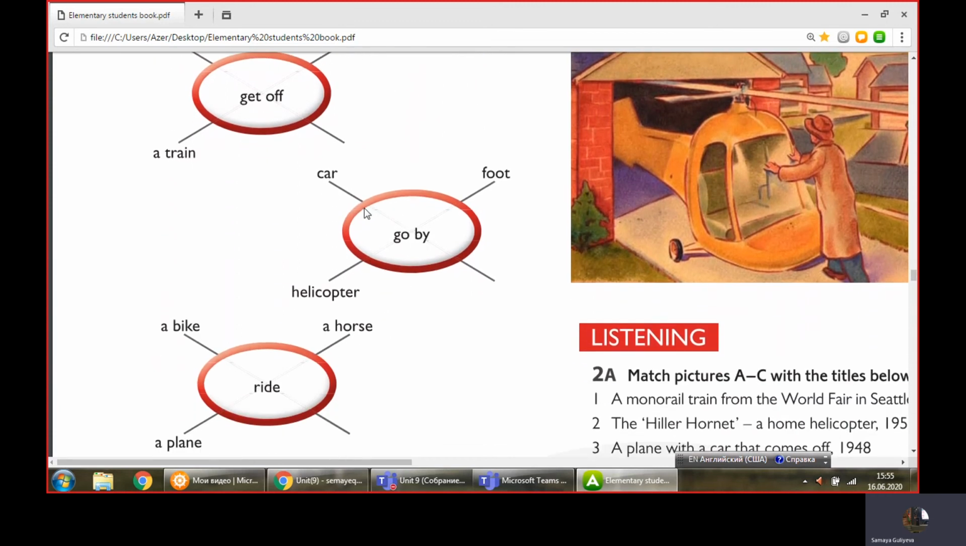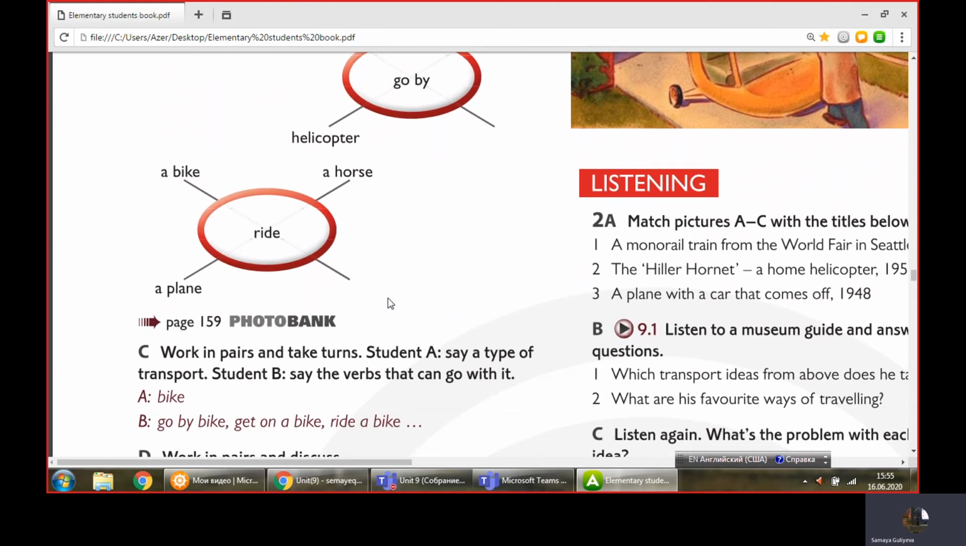So go by car, we can use go by car, go by helicopter, but we cannot use go by foot. We should use go on foot, and instead of foot we can use go by train. And the last one, ride a bike, yes, we can use ride a horse, yes, it is true, but ride a plane is false because a plane is public transportation, and instead of plane we use ride a motorbike.